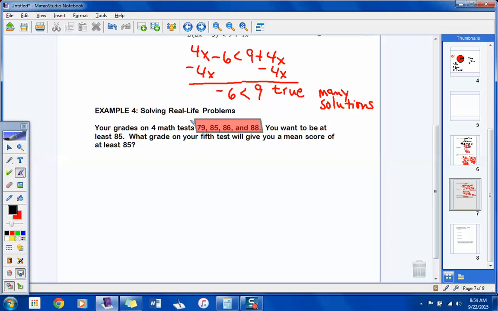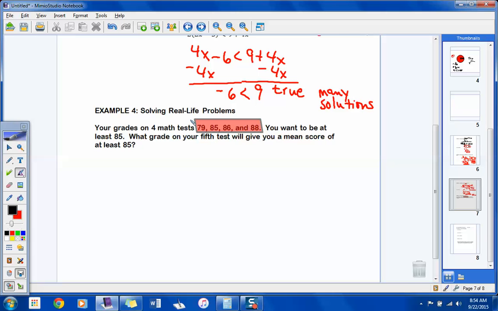How many test scores do you know? You know 4 of them, right? But you're going to take a 5th test, right? And you want to know what you have to get on that 5th test in order to average an 85 or better. So here's the deal. The way we're going to set this up is as follows.